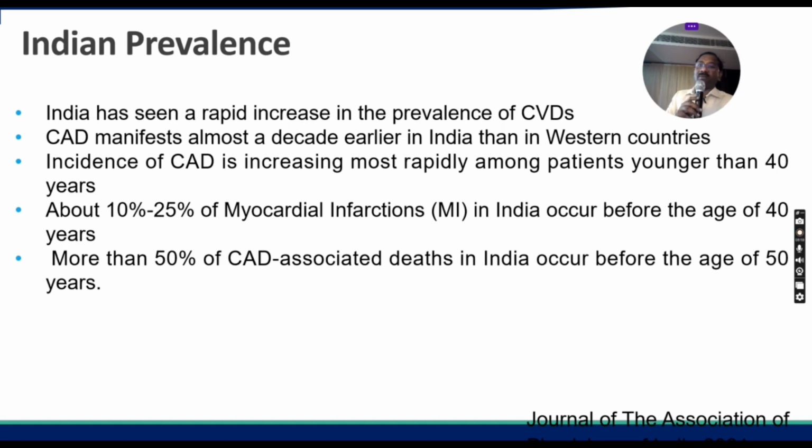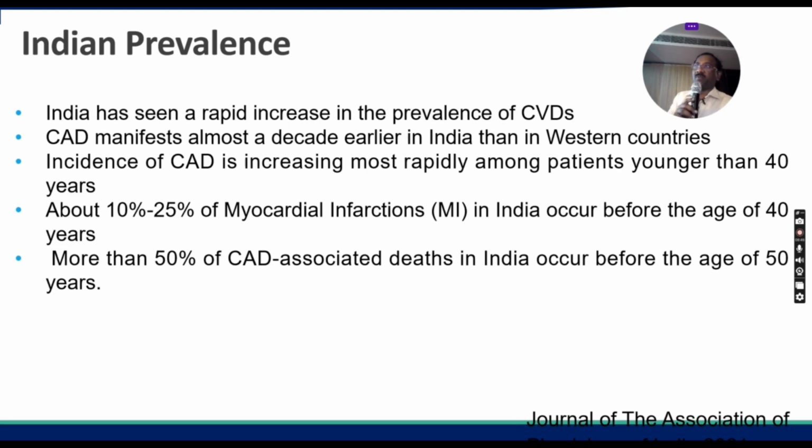If you see the Indian prevalence, India has seen a rapid increase in the prevalence of all the cardiovascular diseases, because of the increased incidence of diabetes and hypertension, and because of more and more environmental factors like urbanization, modernization, etc. And CAD manifests almost a decade earlier in India than in the Western population. That is very, very important. If you see any non-communicable diseases, India is getting them at least not 1 decade, maybe 2 to 3 decades earlier than the Western population.